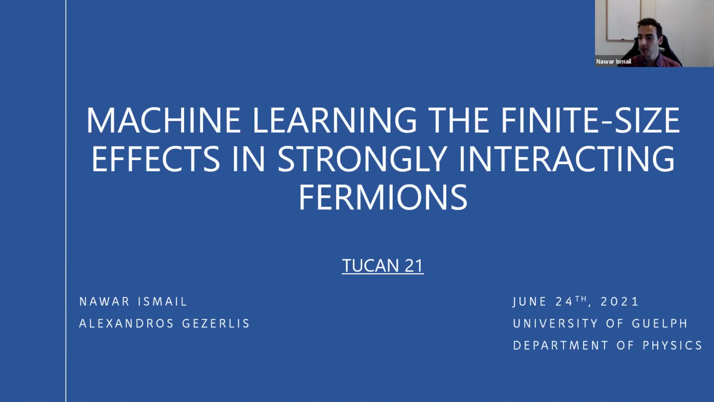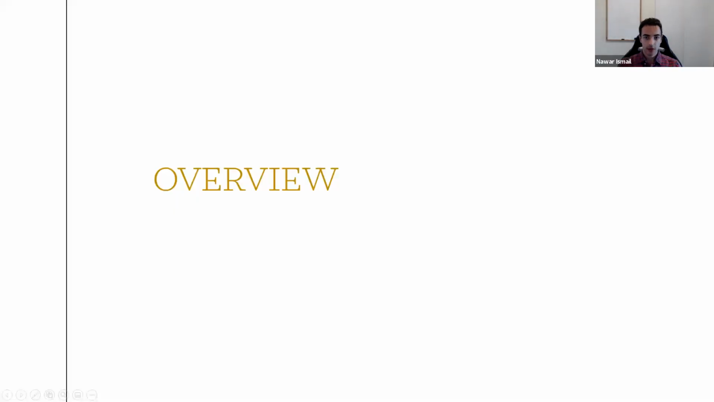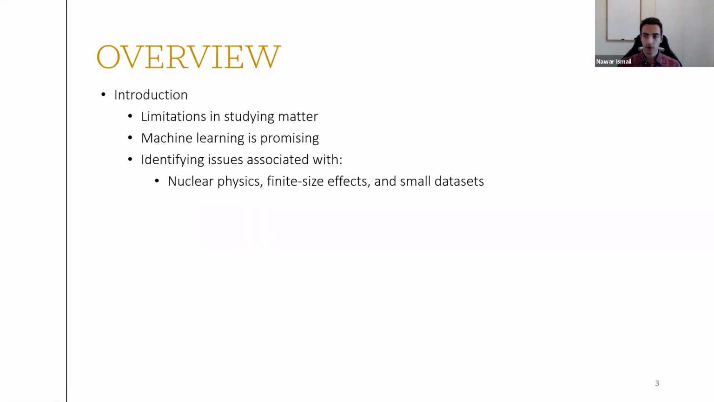I've been doing my work at the University of Guelph with Alex Gezerlis as my supervisor, and we've been studying machine learning techniques for studying the finite size effects that occur in strongly interacting fermions. We're specifically interested in neutron matter. So I'll give an overview of why we're studying this system, why we care about it, and why we're trying to carry out this investigation.